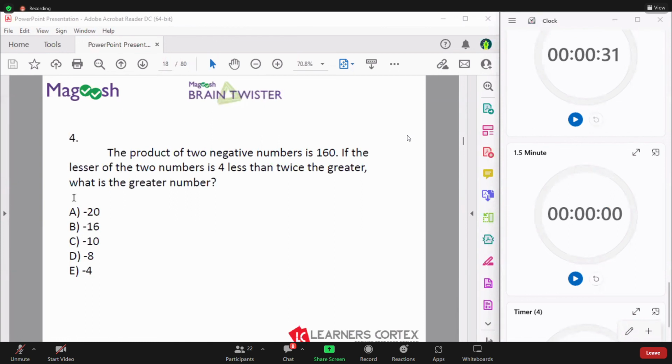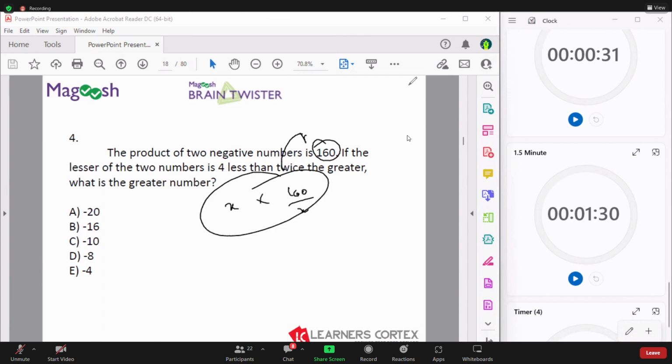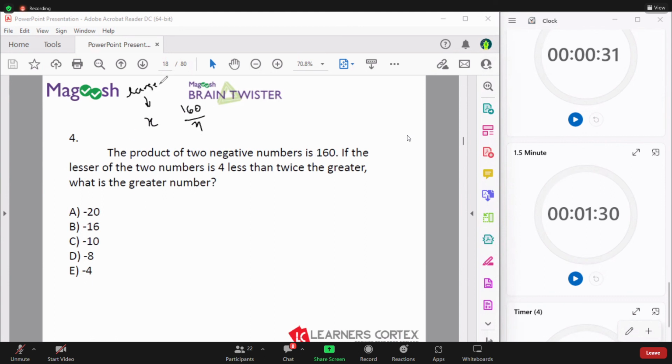Okay, anyone who has done the question? What is the greater number? One is the product of two negative numbers is 160. So let's take one number as x, the other number becomes 160 upon x. The product of these two negative numbers is 160, right? So one number is x, other is 160 upon x. Let's take this one as the larger number and this one as the smaller number.